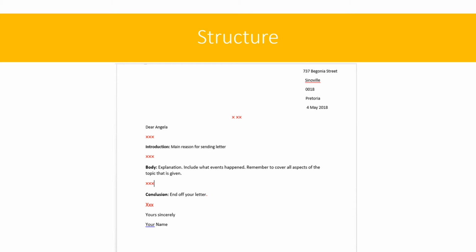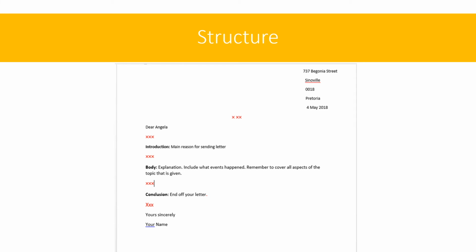So you're not going to write introduction like I have over here, but more, you're going to explain the main reason for sending this letter. Then you are going to skip another line and start the body of your letter. This is more of an explanation of why you're sending this letter. It includes the events of what is happening, what is going on, and all details that need to be known. Remember to cover all aspects of the topic that you have been given in your body.